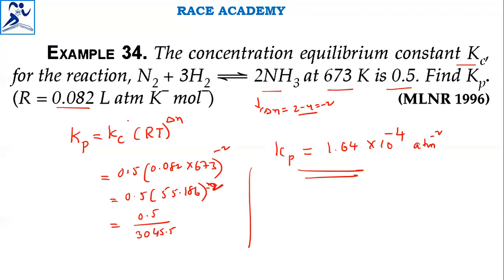In this question, we have utilized the Kc-Kp relation to find the answer for the Kp using the Kc value, R value, T value, and delta N value. Let us move to the next one.